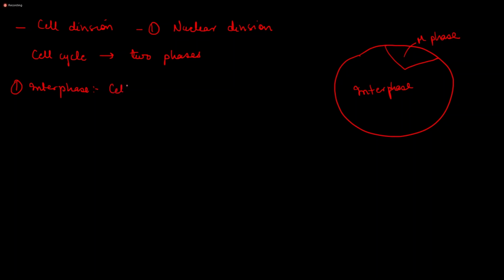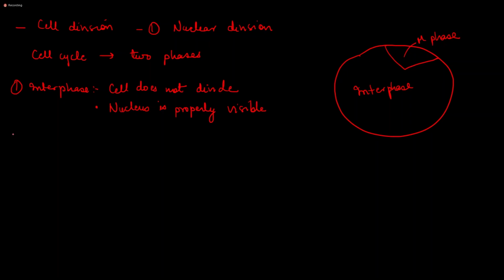So in this case, the cell does not divide, but it prepares for division. And it is a time where you can see a proper nucleus. So if we want to observe a nucleus in the cell, the best time is during the interphase. Nucleus is properly visible during this interphase.